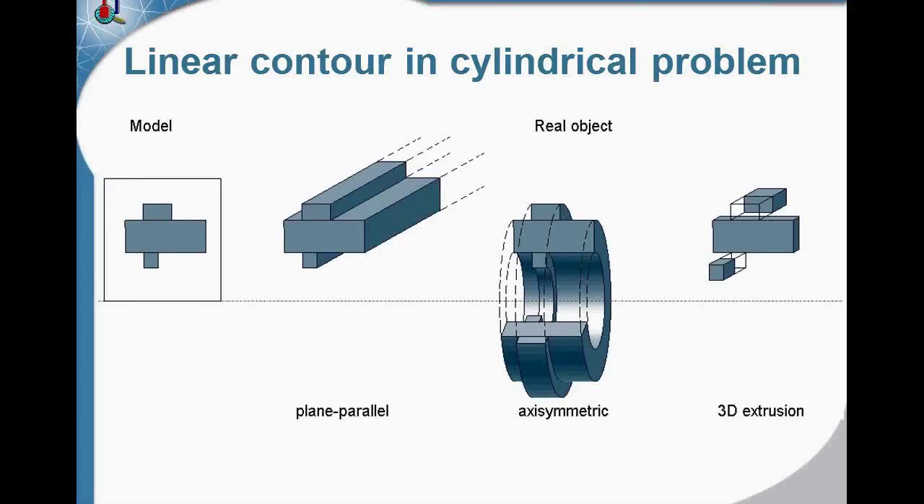QuickField geometry model, as you see it on the screen, is always plane, as the screen of the computer is a plane. But in fact, this plane model represents a three-dimensional object. Depending on the model class, it could be a very long object if the model class is plane parallel. It could be some cylindrical object if the model class is axisymmetric. And it could be a three-dimensional object if the model class is three-dimensional extrusion.